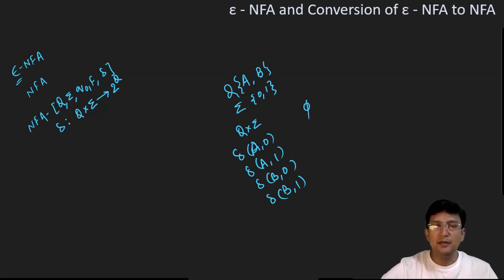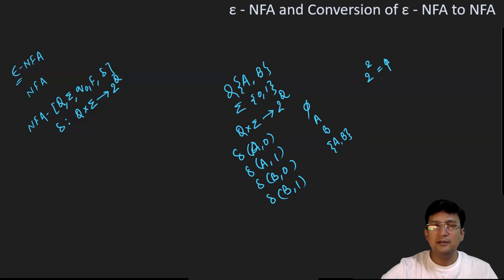Since there are four such pairs, each can map to any of the sets of states. It means it may not map to any state, that is, it may be undefined, or it may map to the A state, or it may map to the B state, or it may map to the AB state. So it can go to A and B, both the states. If I am defining this Q cross sigma, it can go to any of the states in 2^Q. Since we have two states, 2^2 means there will be four possibilities.